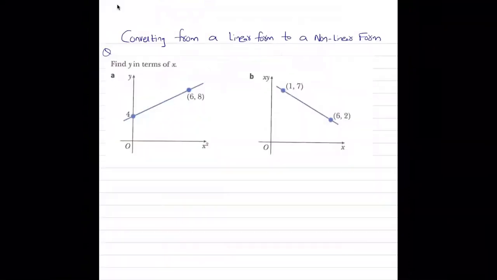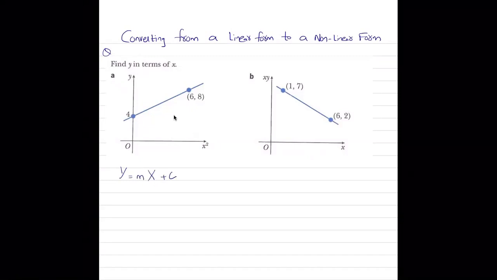Now, converting from a linear form to a non-linear form. Right now you have been given a straight line and the two coordinates are marked over here. But if you see the axis, y is plotted against x square. So first thing first, I am going to find the equation of this line. Capital Y equals m capital X plus c. That's how you are going to start.